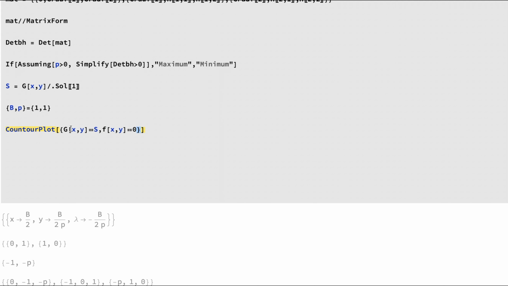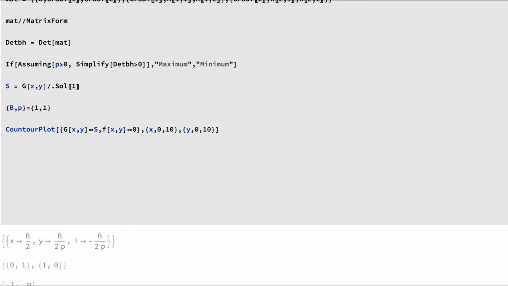The curly brackets were used here because this is a list of different functions. Now to define the domain and range, I'm going to keep it simple and just do 0 to 10, and the same with the range, so 0 to 10. So that's my contour plot.